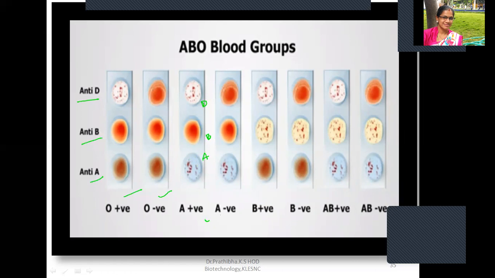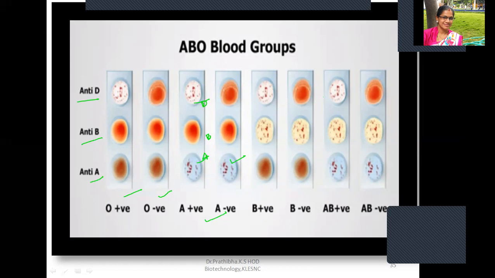Whereas this is A positive, right? A positive, because here you can see the agglutination, and here you can see the agglutination. In B, no agglutination. So A positive. Whereas here, this is A negative. Only in A can agglutination be seen, and in both the other cases there is no agglutination, so this is A negative. The third circle, the D circle, will tell us whether it is positive or negative.